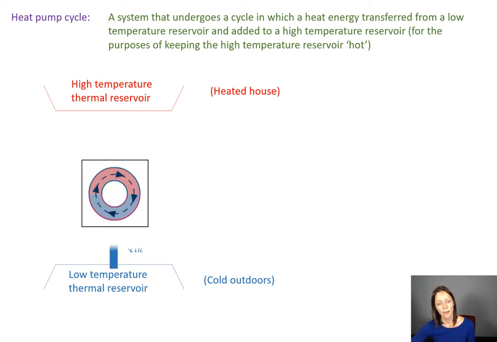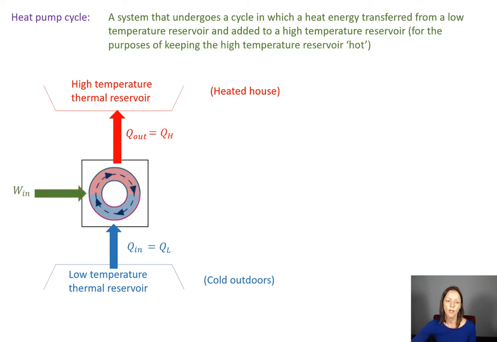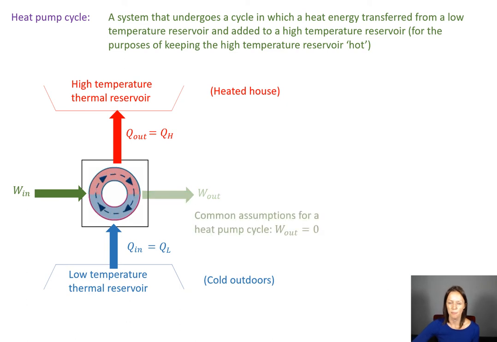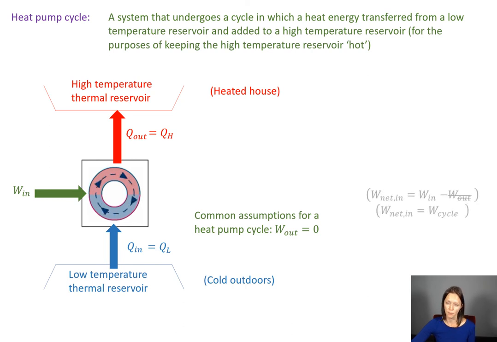Analyzing it like a black box, it pulls heat in. There's my Q in from the cold space. I could also call it QL, and it dumps it into the high temperature reservoir, which is my heated house. There's my Q out, and that's my QH. I have to provide some amount of work input. Sometimes you'll see a work output, but typically no. Like I said, in this class, you can go ahead and assume for any refrigeration or heat pump cycles that the work output is 0. And so any work net in that you refer to would just be work in.